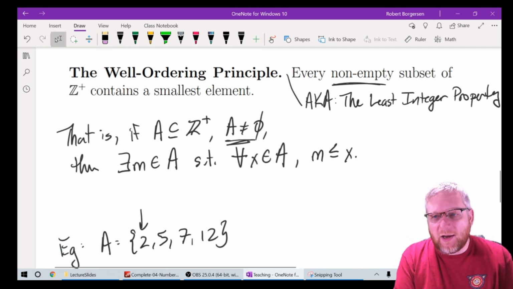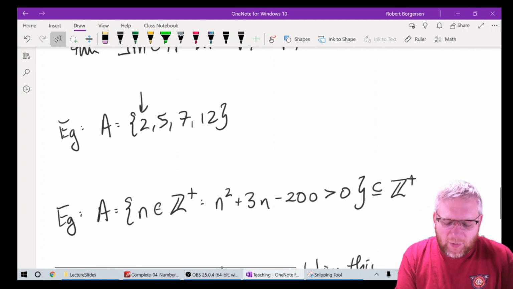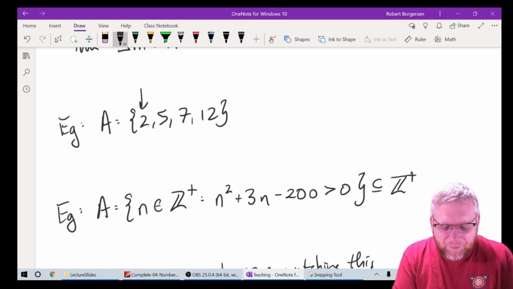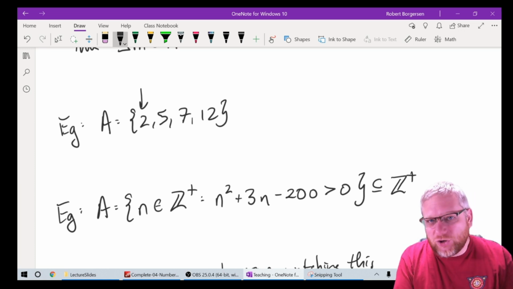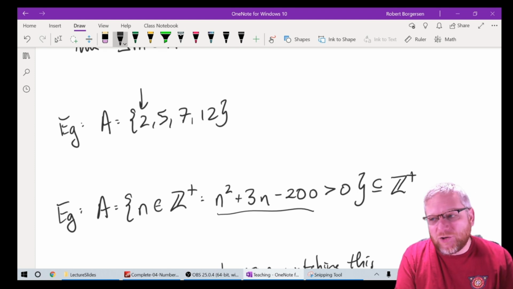So if you have an empty set, well, obviously there's nothing in it, so you can't say there is a minimum. So we actually would need to verify that this set is not empty. How would we do that? Well, I just need to show something's in there. There is an integer that when I plug it into this quadratic here, I actually get a number bigger than 0.